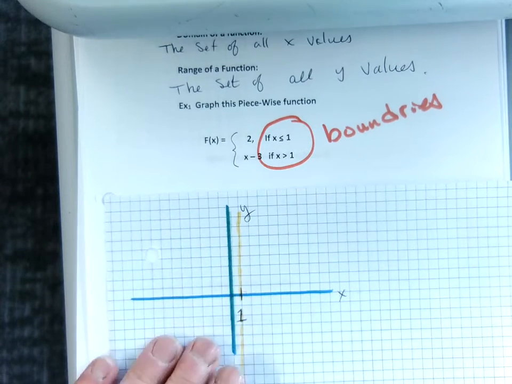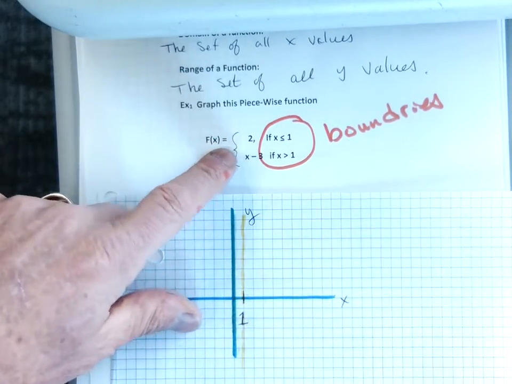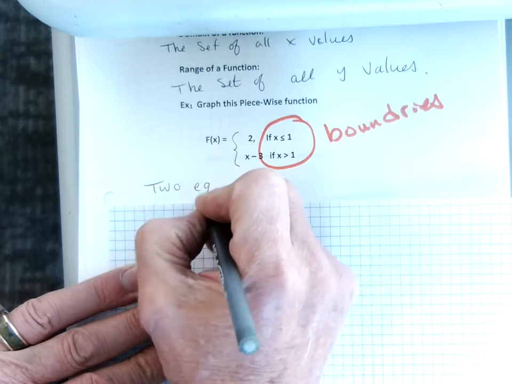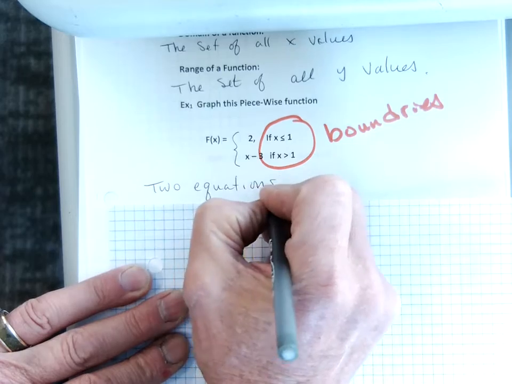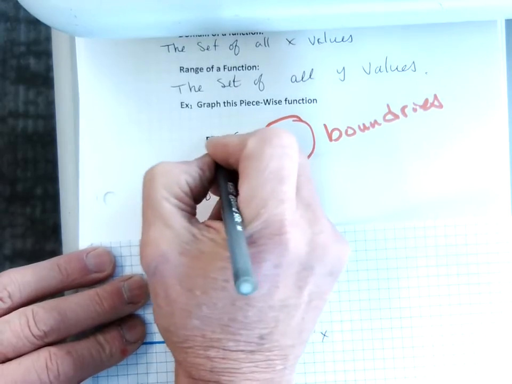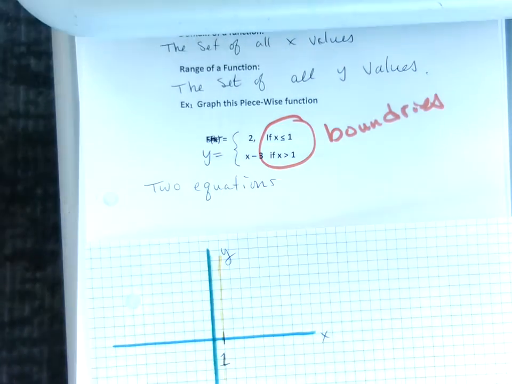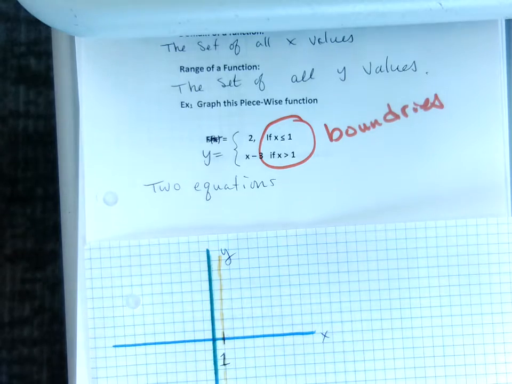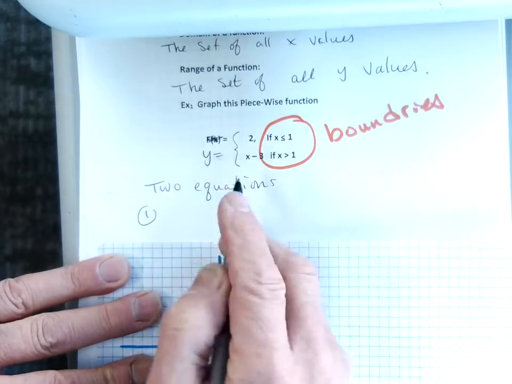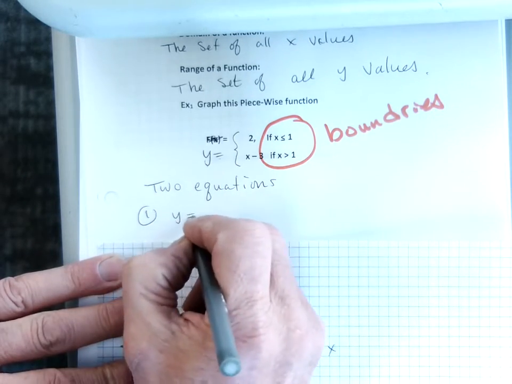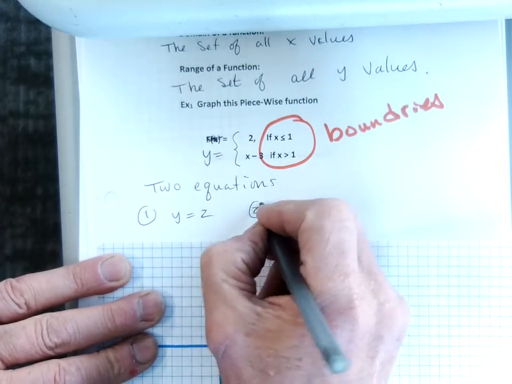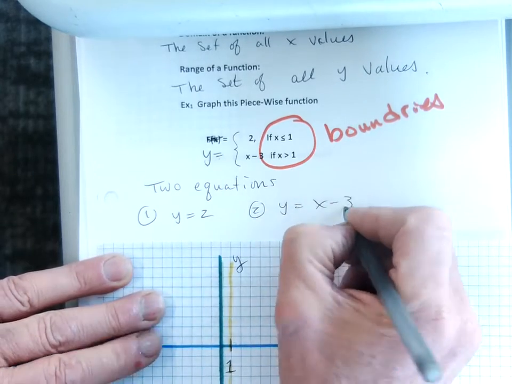So after I draw the boundaries, then the second thing I do is I look at the two equations, okay? So I have two equations. Now we know that f of x and y are the same thing, right? For what we're doing. So my first equation, equation 1, is y equals 2. You see it? f of x, y equals 2. And my second equation is y equals x minus 3.